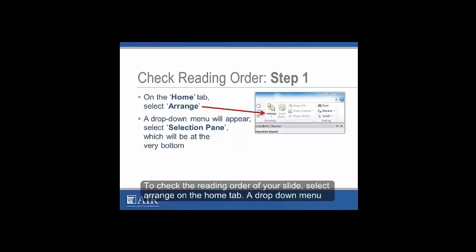To check the reading order of your slide, select Arrange on the Home tab. A drop-down menu will appear. Next, select Selection Pane from the bottom of the menu.